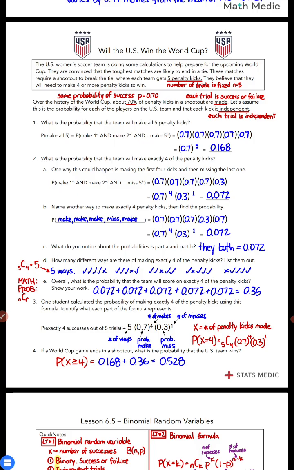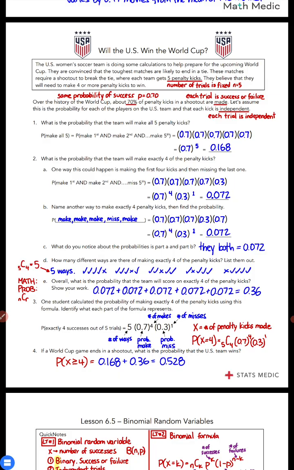So there are 4 things that have to be true in order for me to do calculations in a binomial situation. First of all, each trial, which in this case is a penalty kick, has to be binomial in nature. So it has to end in success or failure, and those are my only 2 options. In this situation, either they make the kick or they miss it. If there's more than 2 outcomes, that's not binomial.